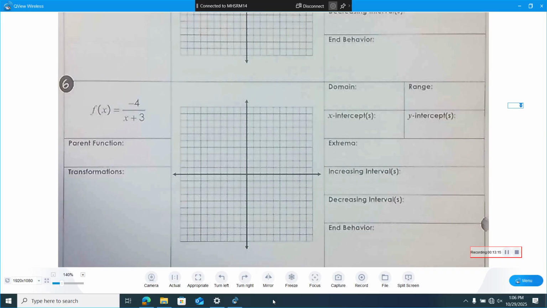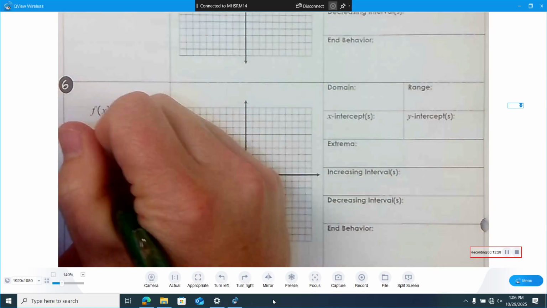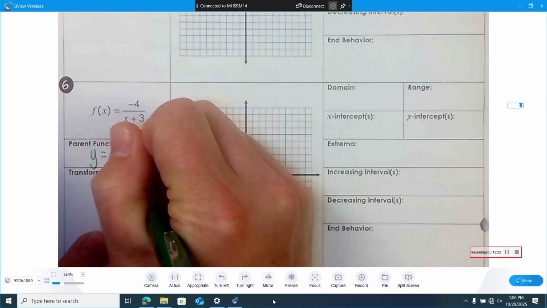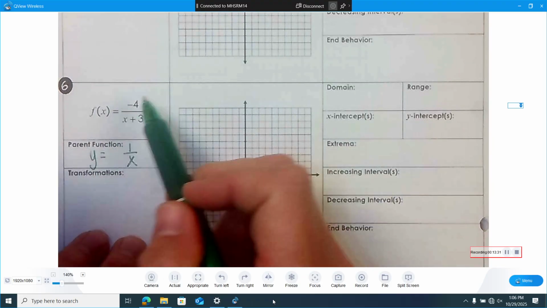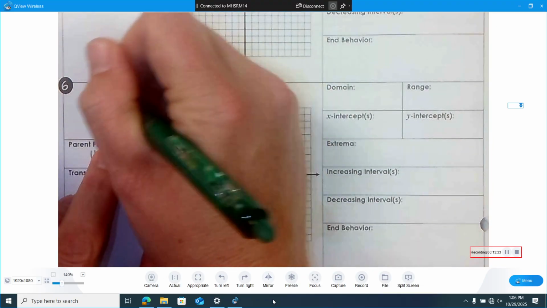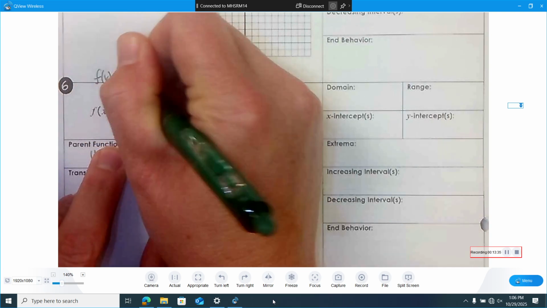This is an interesting one. What's this parent function? 1 over x, the reciprocal function. Is that what they call it? Reciprocal function? Yeah, is that what they said? Okay. This is kind of a weird way to look at it for our transformation. So I'm going to rewrite it for you so you can see how we might look at it.